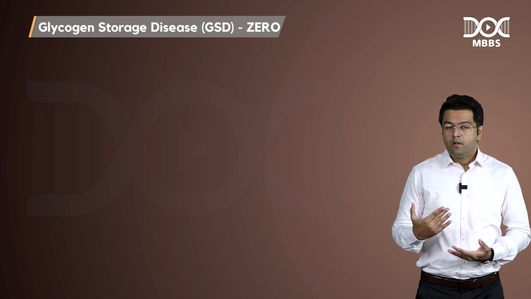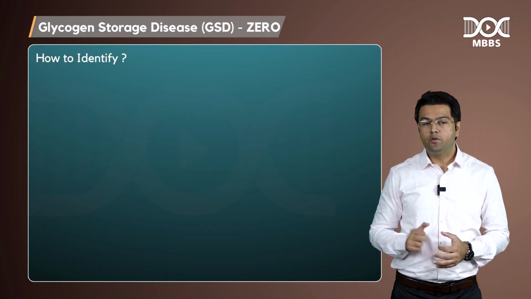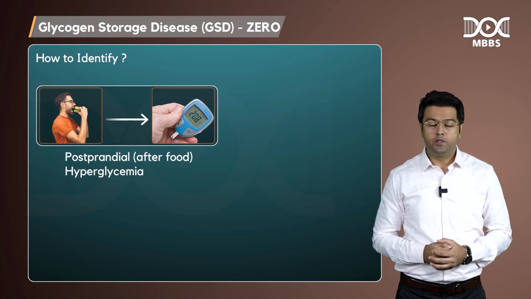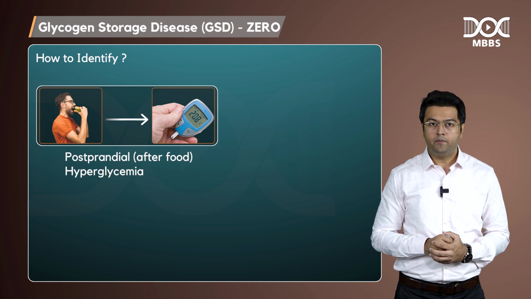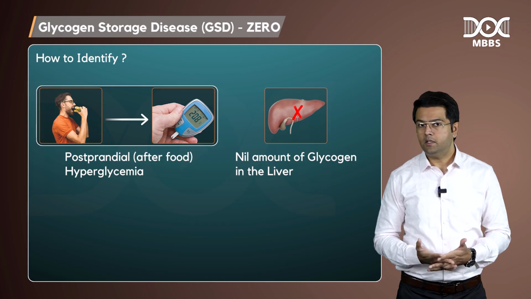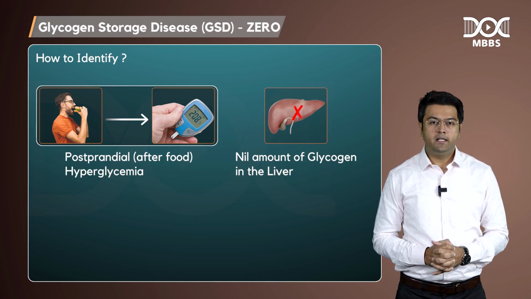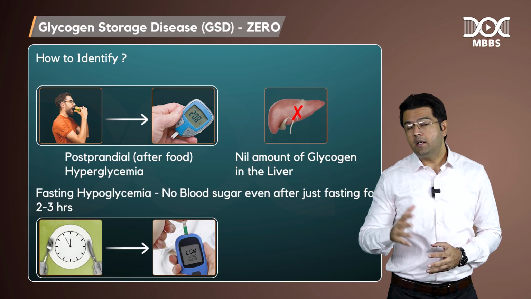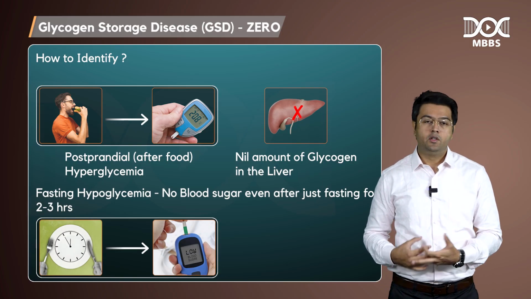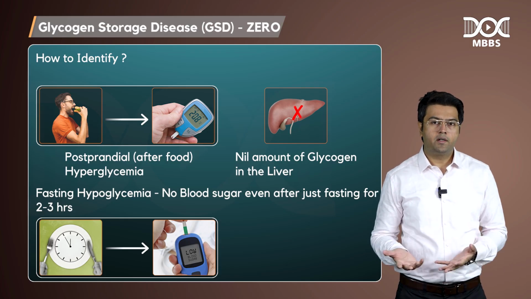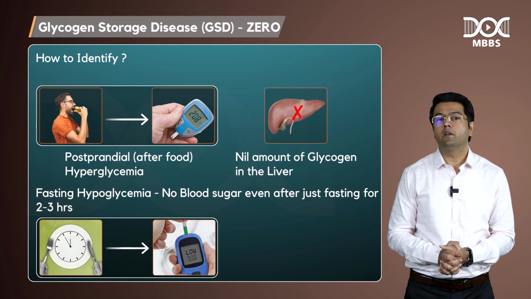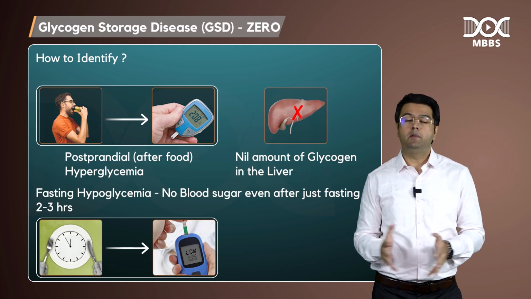Fine. So how will you identify the type 0 glycogen storage disease? By two things. Postprandial, meaning after the food, postprandial hyperglycemia and nil amount of glycogen in the liver, isn't it? Now also you can identify these patients by fasting hypoglycemia, right? Because there is no glycogen in the liver, so whenever they fast, not 1 hour but 2 or 3 hours, there will be no blood sugar released from liver. So there will be hypoglycemia.